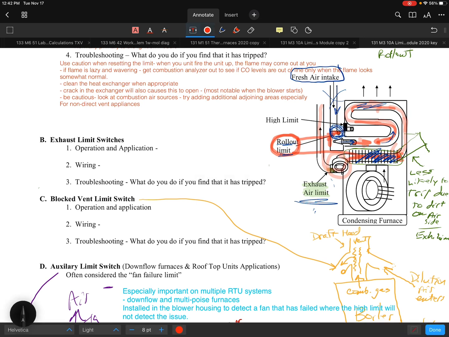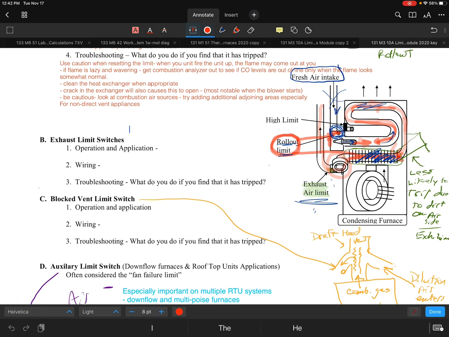There we go, that exhaust limit. Now, typically the way that I've run into these is they will be located in the exhaust blower of a lot of furnaces. I've seen Tempstar use them, I've seen Trane, American Standard, a variety of manufacturers that have done this. And there's good reason for it.